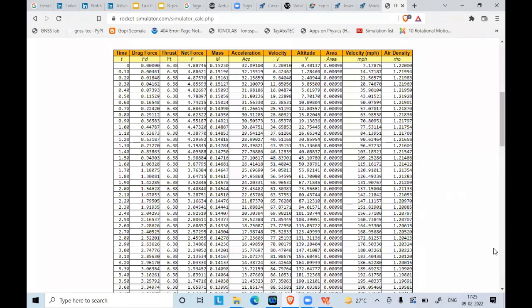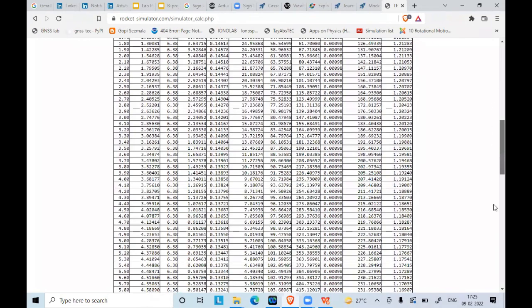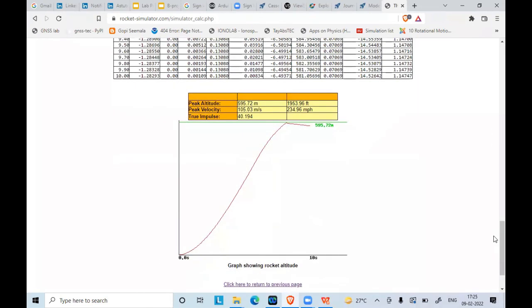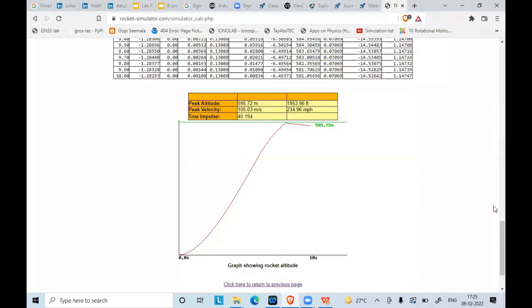As you can see, you have different columns: time, drag force, thrust, net force, mass, acceleration, velocity, altitude, area, and air density. You can see the overall profile of the rocket, showing the peak altitude and peak velocity. One can note down these readings and plot all these parameters to see how they change with time.